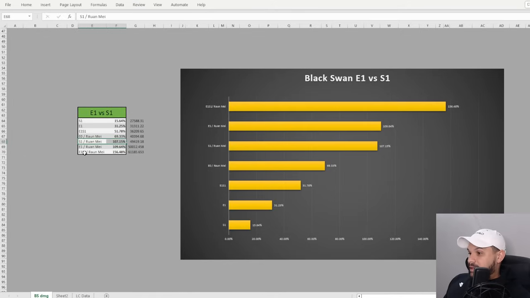That's my recommendation. E1, S1, Ruan Mei, almost 157%. You can see the disparity in this graph right here.